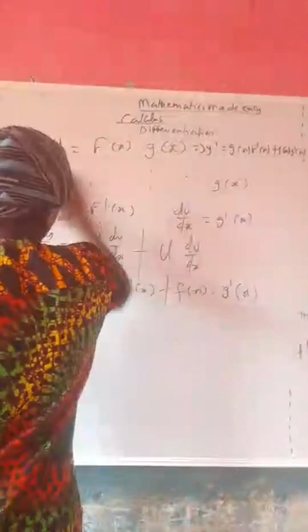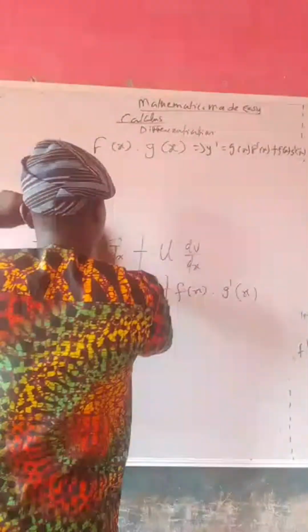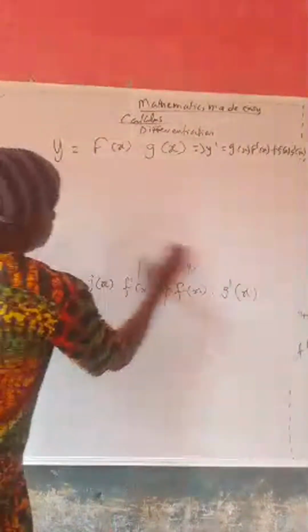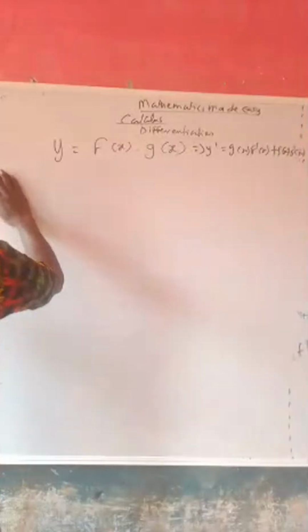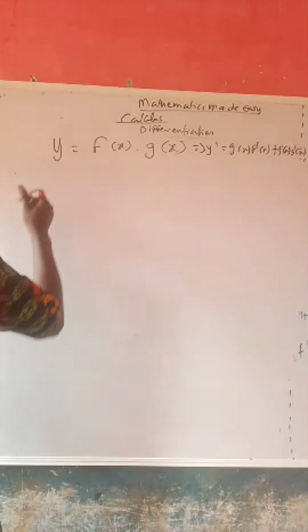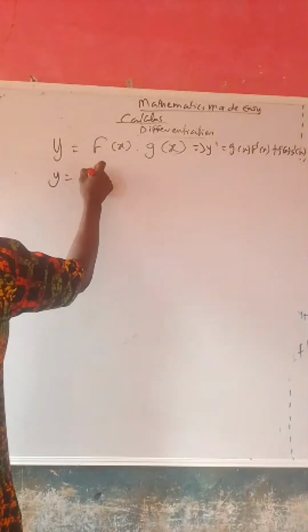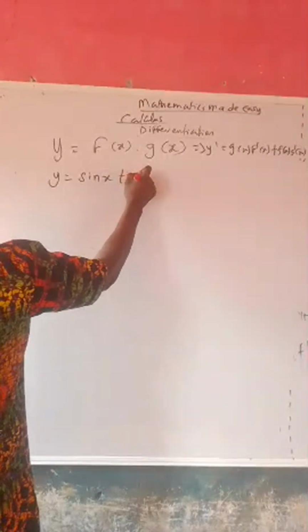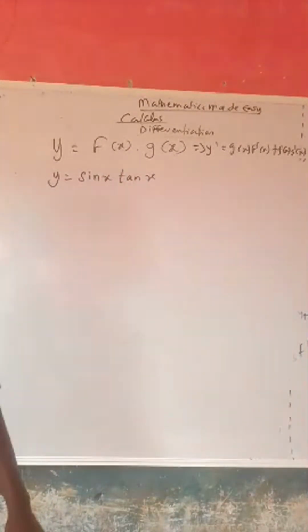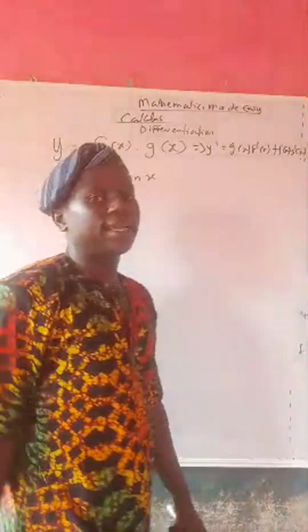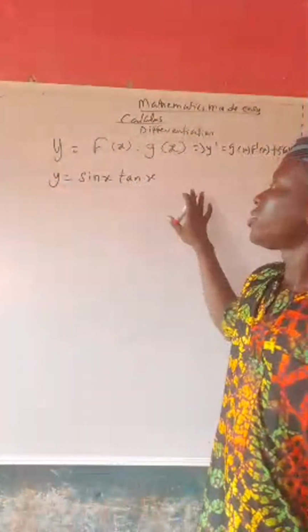Now let's do an example on this. Example 1. Let's say we have y equals sine x tan x. So we want to find the derivative. We have sine x tan x. We want to find the derivative. So how do we find the derivative?